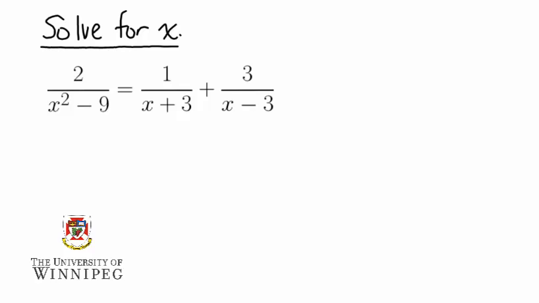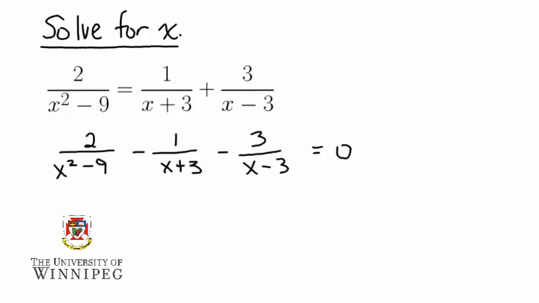Let's take a look at a couple more examples where we're going to be solving for x with rational functions. In this example, we have some rational functions on either side of the equal sign, so I'm going to choose to move all of them over to the left-hand side first. And then from here we want to combine all of our rational functions into one overall fraction.